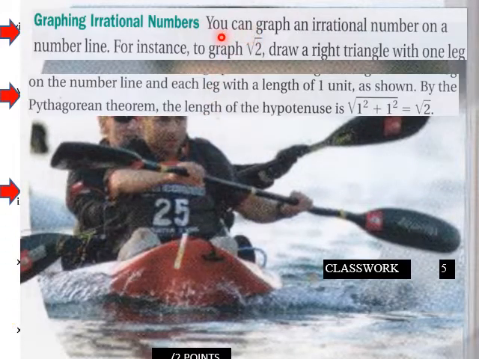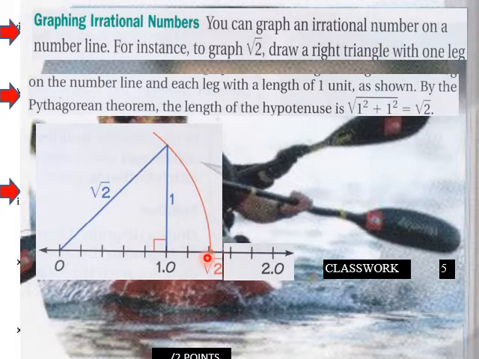Graphing irrationals, you can graph an irrational number on a number line. For instance, to graph square root of 2, draw a right triangle with one leg on a number line, each leg with a unit of 1. So we got here square root of 2 here. This is the distance from the origin right here is square root of 2. By the Pythagorean theorem, the length of the hypotenuse is the square root of 1 squared plus 1 squared, which is square root of 2.